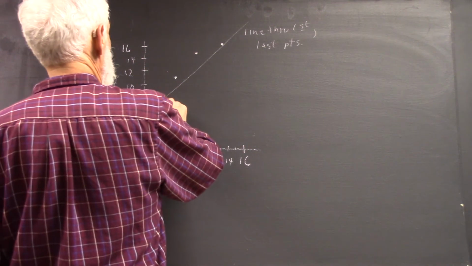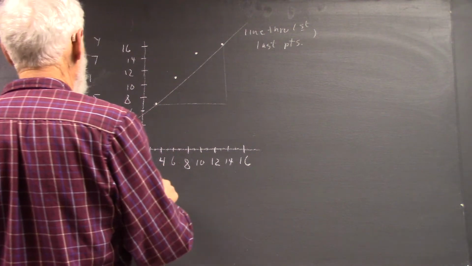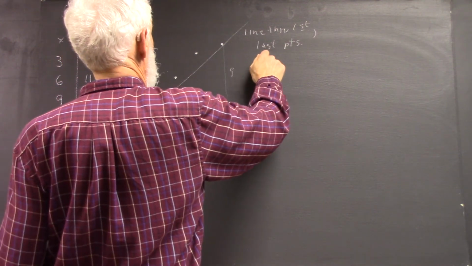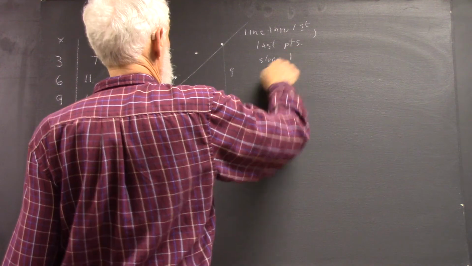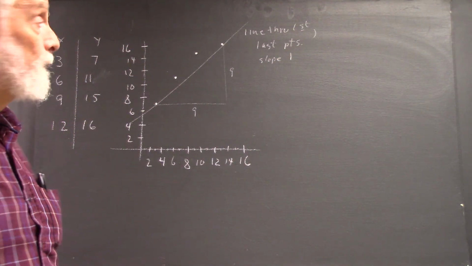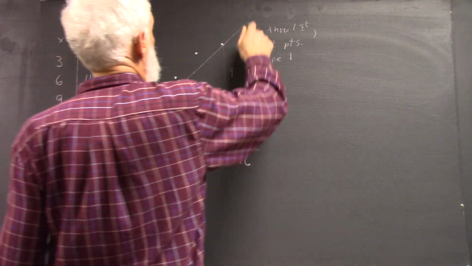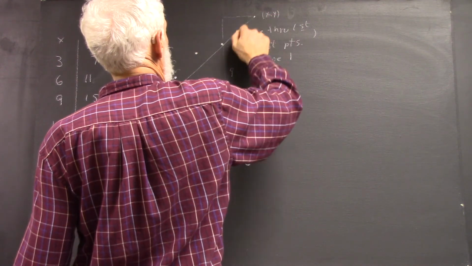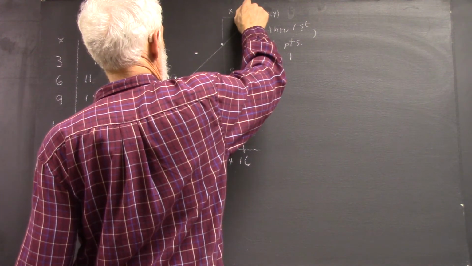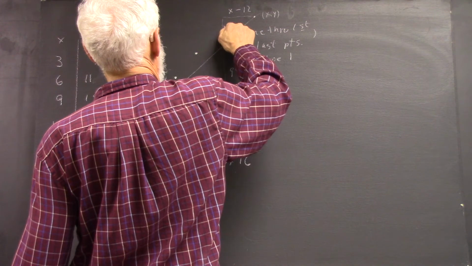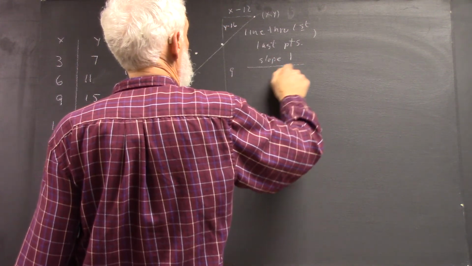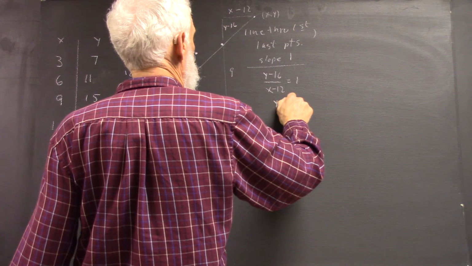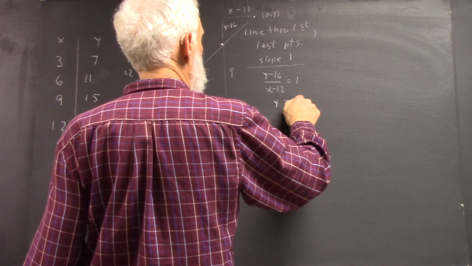The equation of the line, well, I'll just draw a couple of triangles here. This triangle has a run of 9 and a rise of 9. So the slope is clearly 1, right? And the equation, well, if I put a point x, y up here, then I would have a fundamental triangle with sides x minus 12 and y minus 16. So we get (y minus 16) over (x minus 12) equals 1. Solve that for y. We get y equals x plus 4.